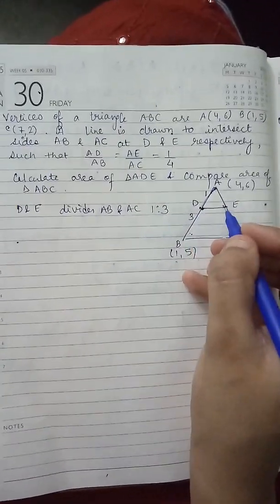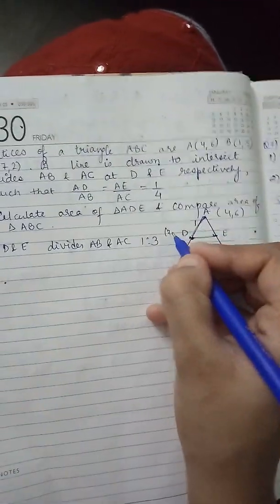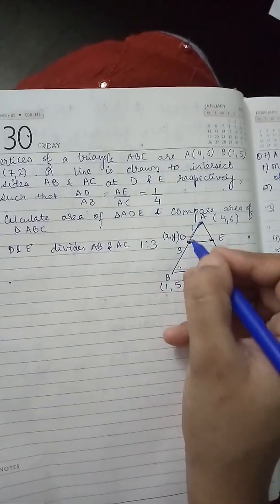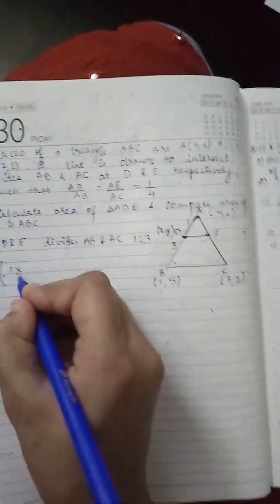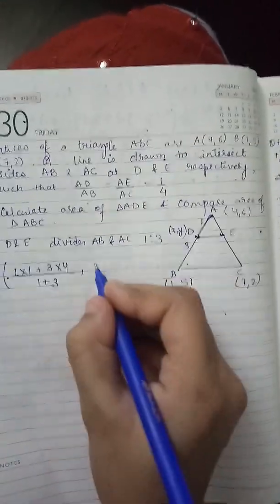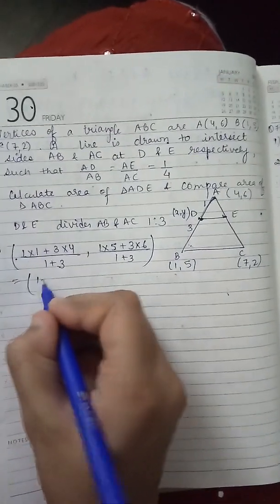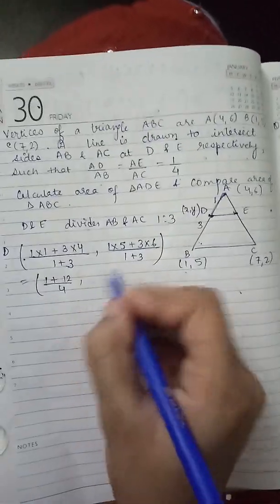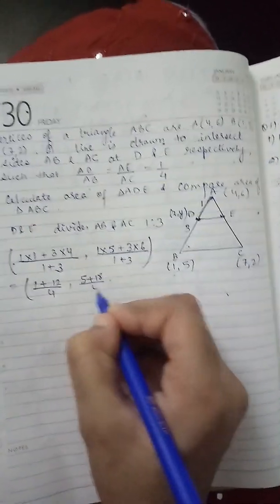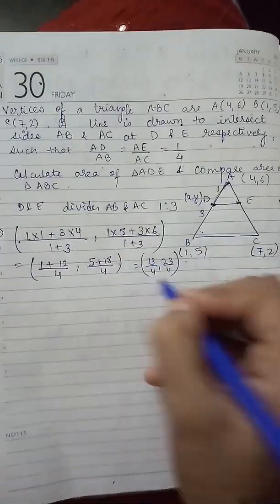That means first we will find the coordinates of D and E using the section formula. So the coordinates of D will be, if this is x, y, we know the ratio: 1 into 1 plus 3 into 4 upon 1 plus 3, 1 into 5 plus 3 into 6 upon 1 plus 3. So 1 plus 12 upon 4, 5 plus 18 upon 4. This gives us 13 upon 4, 23 upon 4.